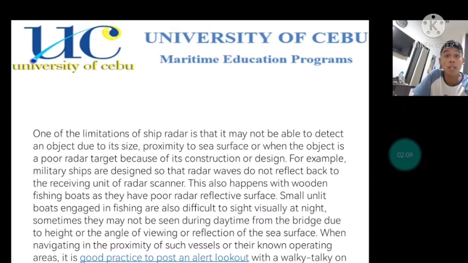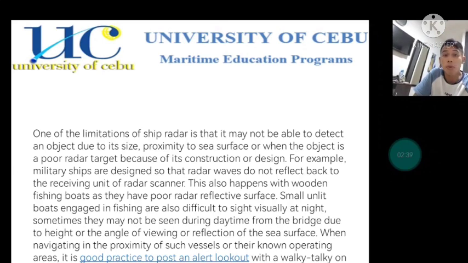So one of the limitations of ship radar is that it may not be able to detect an object due to its size, proximity to sea surface, or when the object is a poor radar target because of its construction or design. For example, military ships are designed so that radar waves do not reflect back to the receiving unit of the radar scanner. This also happens with wooden fishing boats as they have poor radar reflective surfaces.